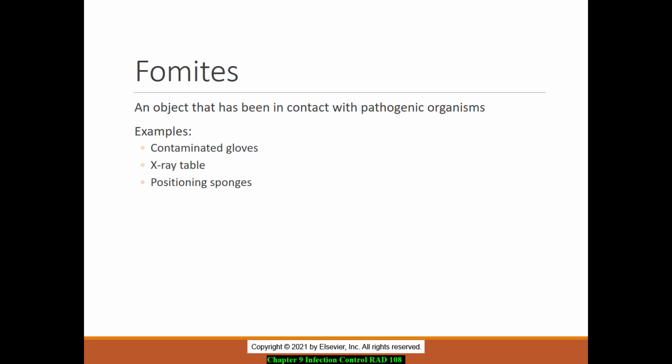A fomite is an object that's been in contact with a pathogenic organism. These could be urinary catheters. It could be a contaminated glove, an x-ray table, positioning sponges, anything that has any bodily fluids that were not properly treated.